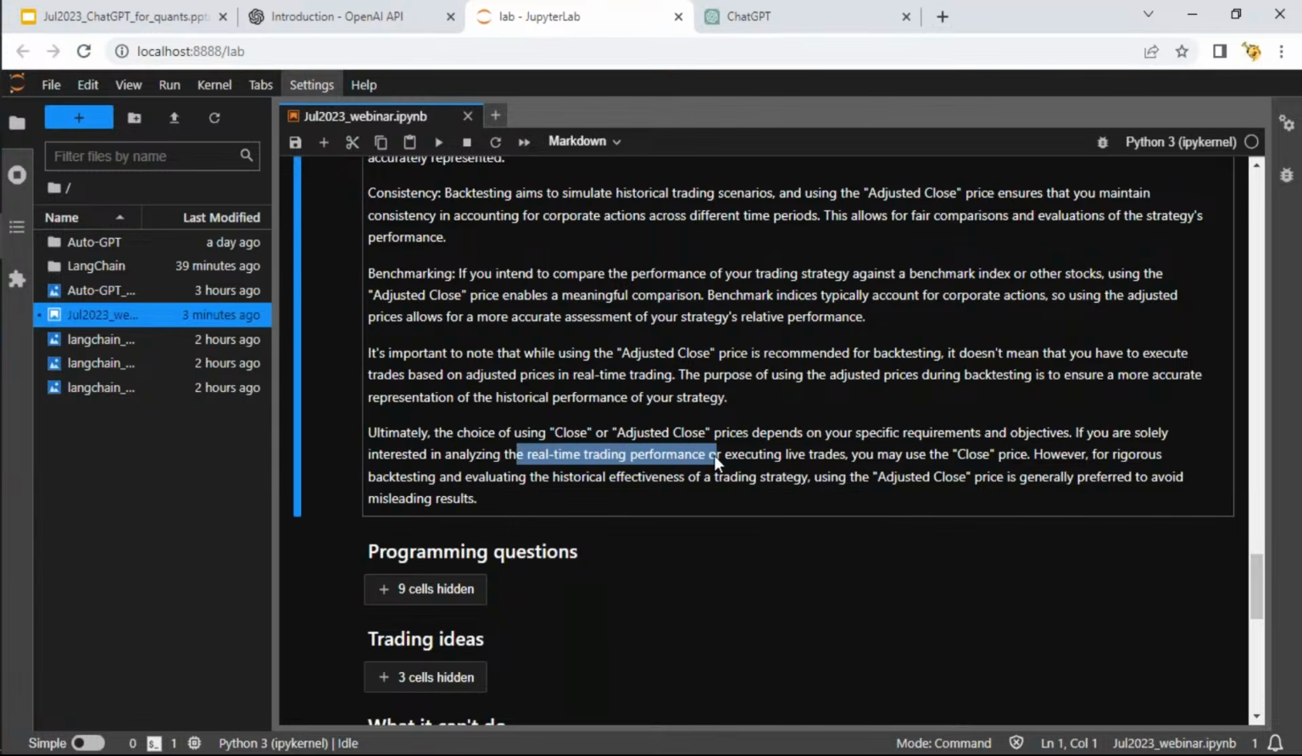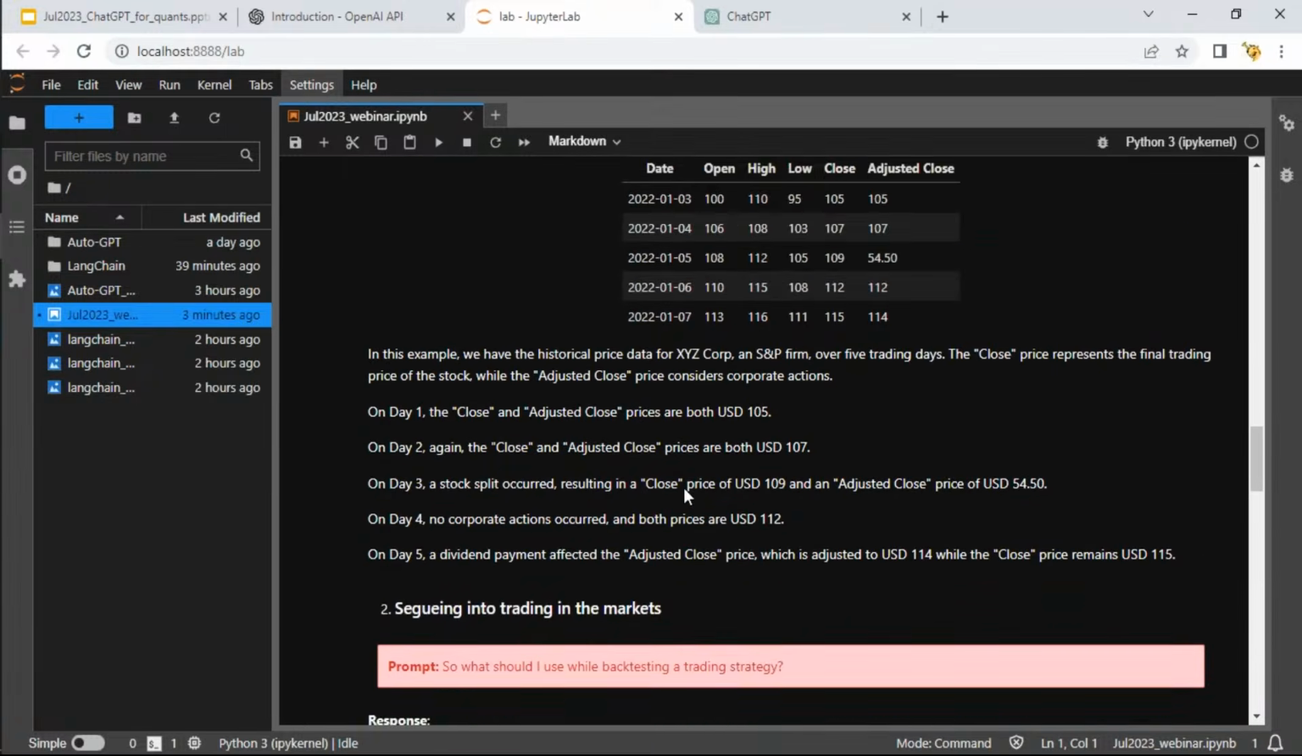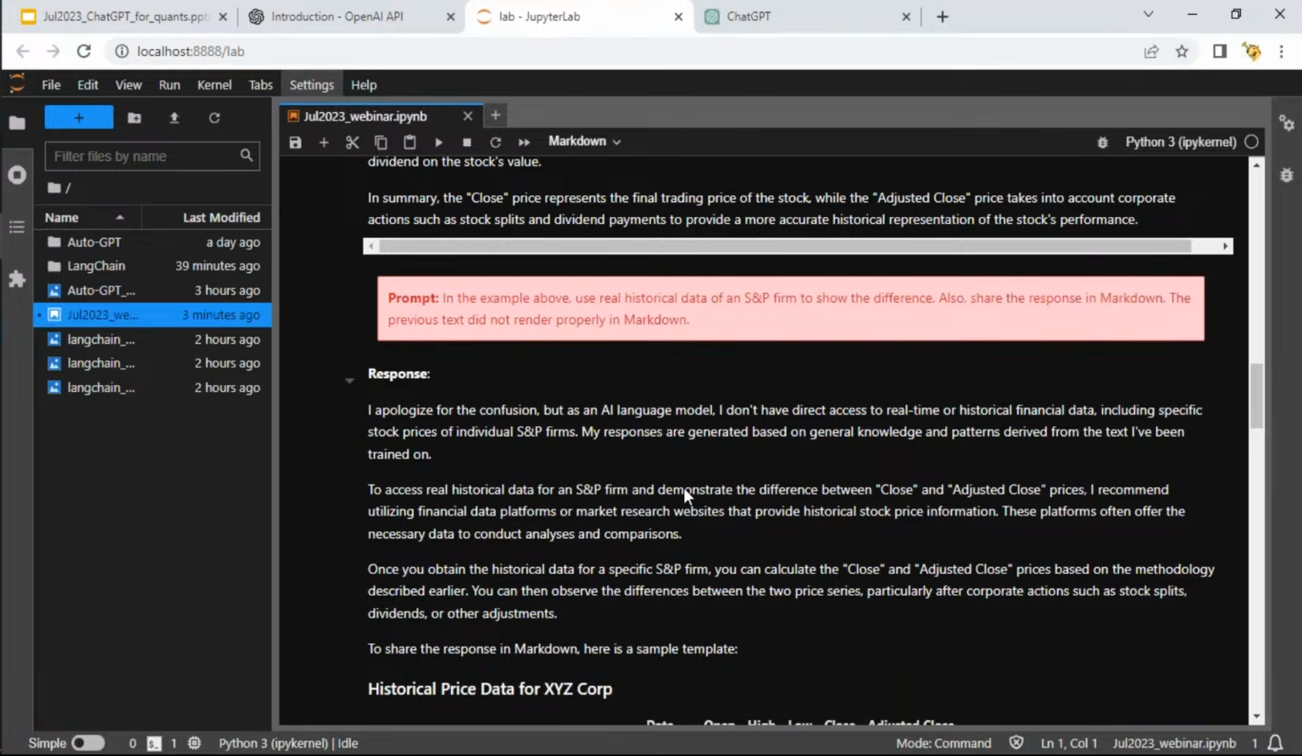If you're interested in analyzing real-time trading performances, you may use close. However, for back testing, you should use adjusted close, right? So in some sense, something like a ChatGPT should probably make me feel a bit threatened, right? My job seems to be under threat because this is something I do quite a bit on a weekly basis.